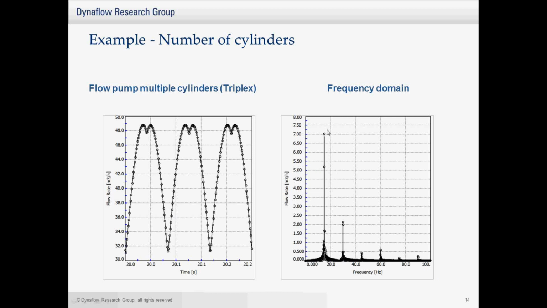And now you can still see that the component with the largest amplitude is at that first characteristic harmonic, which is 15 Hertz.